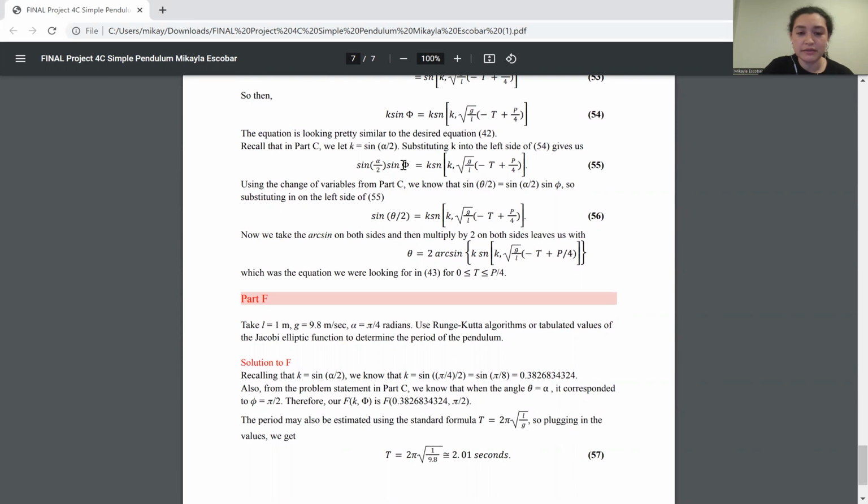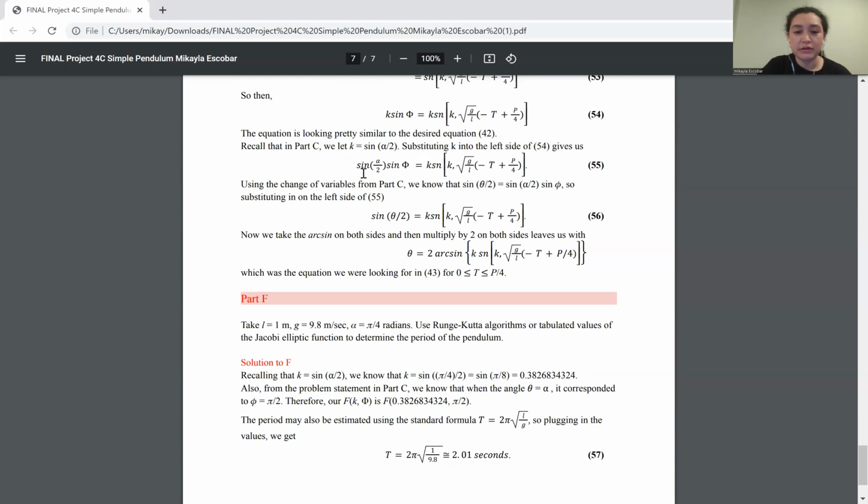And we recognize that in part C, we let k equal sin(α/2). Now we're going to substitute the k into the left side of the equation. It gives us this identity that we were dealing with earlier, sin(α/2) times sin φ. And it's going to be equal to the right side. The right side is unchanged.